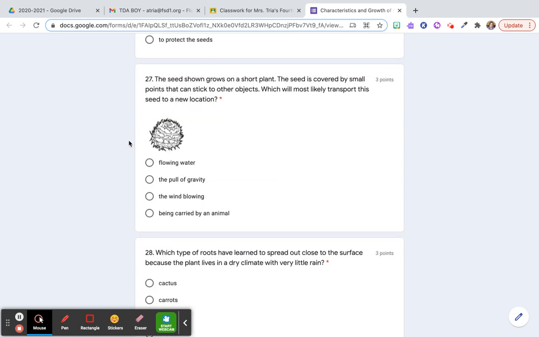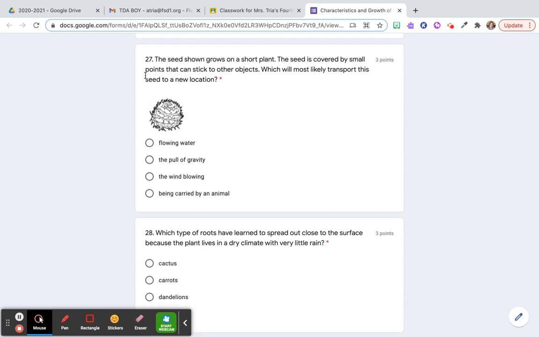Number 27. The seed shown grows on a short plant. The seed is covered by small points that can stick to other objects, which will most likely transport this seed to a new location. Floating water, the pull of gravity, the wind blowing, or being carried by an animal.